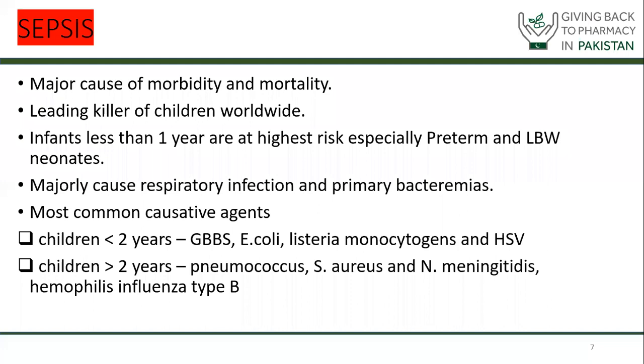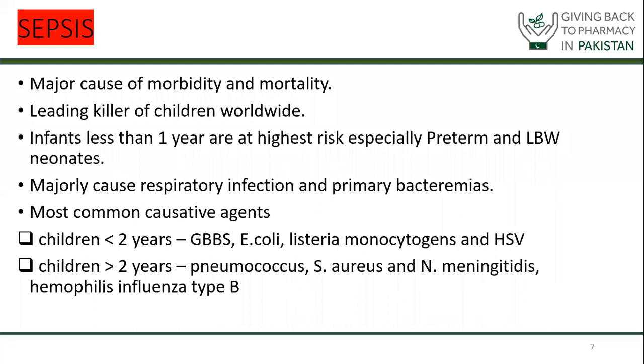Infants less than 1 year are at higher risk of developing sepsis, especially preterm babies and neonates. And it is because in neonates or in preterm babies, the immune system of the patient is very weak, so they are more prone to infection. Sepsis majorly causes respiratory tract infection or bacteremia. Bacteremia is basically the infection of the blood.